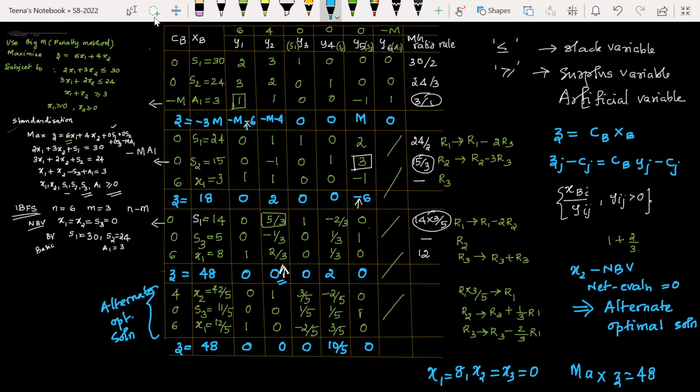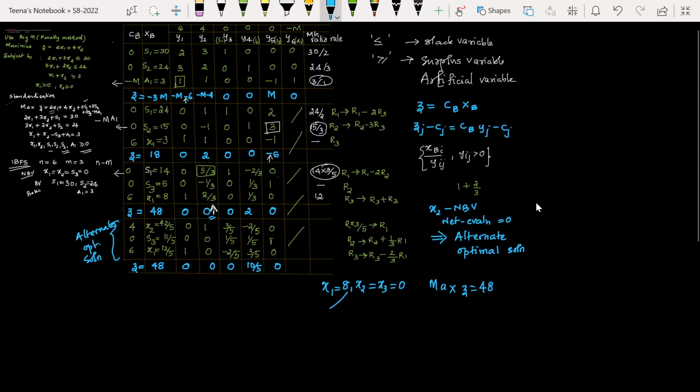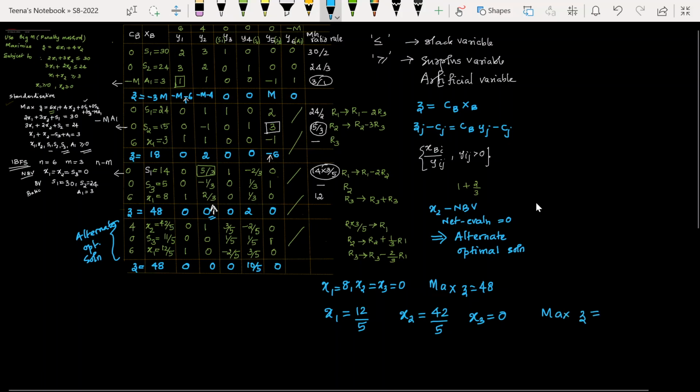The second solution is x1 is equal to 12 by 5, x2 is equal to 42 by 5, and x3 is equal to 0. The variables that are absent in the optimal simplex table are just equal to 0 because only the basic variables appear in the basis. All the other variables will have value equal to 0. So x3 is not present in the optimal table, and hence its value is equal to 0, and also maximum Z is equal to 48.